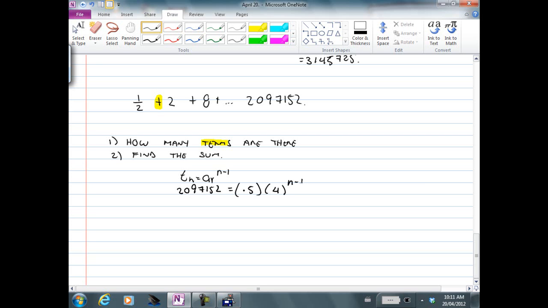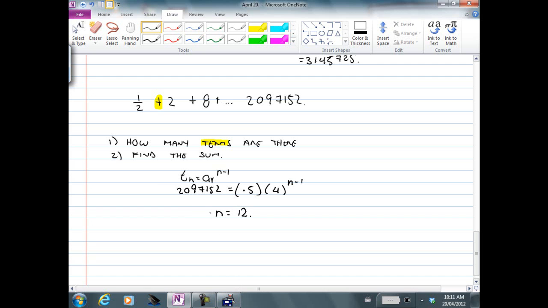And all we're going to do is just isolate. Same thing as yesterday's lesson. And you should have n equals to... Anyone have an answer for n yet? 12? n equals 12.